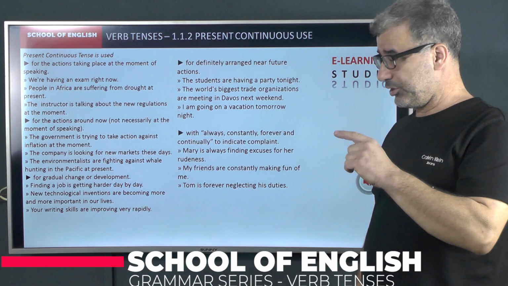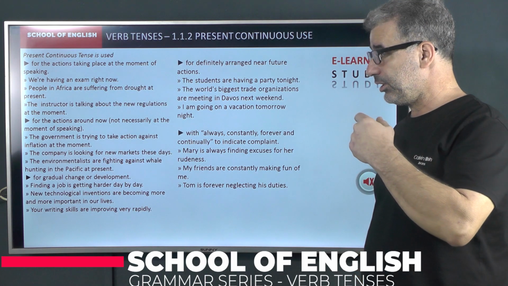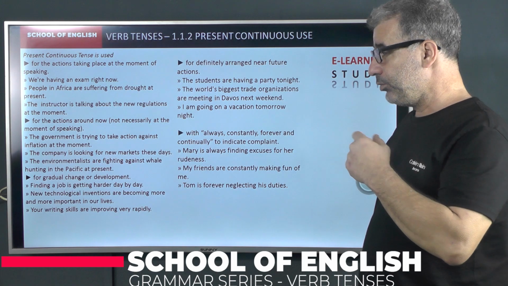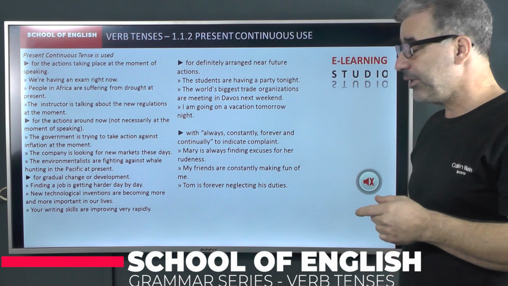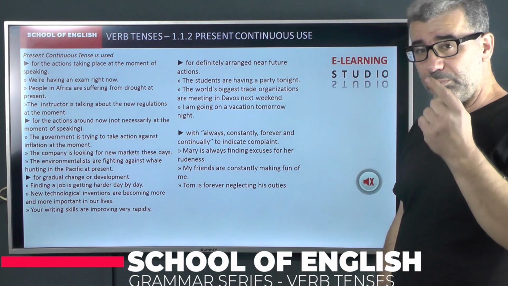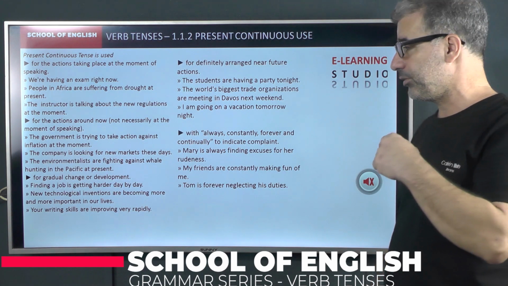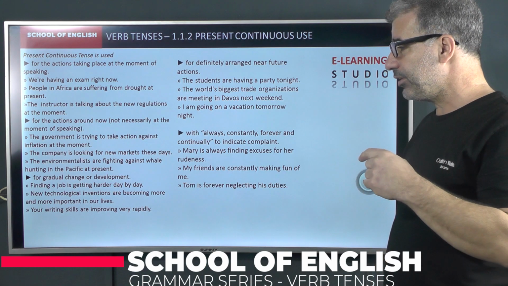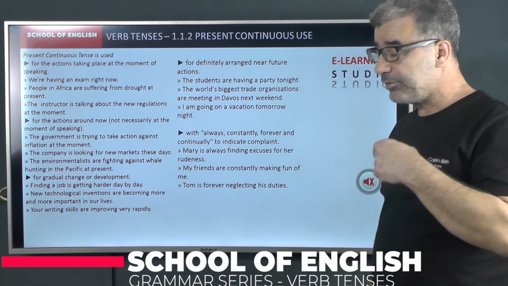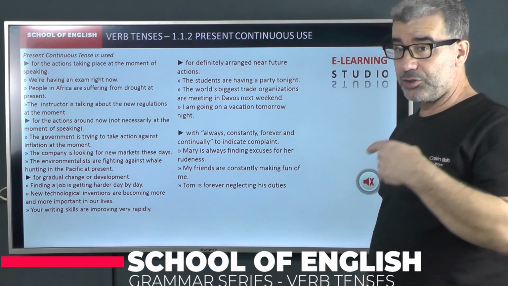See, finding a job is getting harder day by day. This indicates the gradual change. Okay? New technological inventions are becoming more and more important in our lives. More and more indicates gradual change and development here. Your writing skills are improving very rapidly. Very rapidly indicates development here, gradual development.